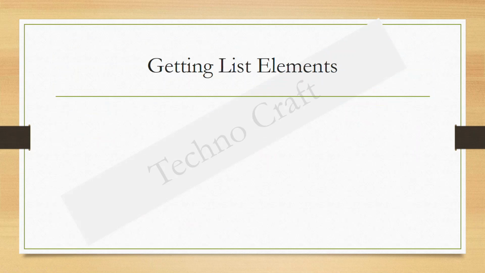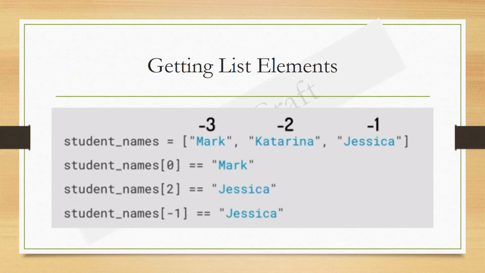In order to access an element in a list, we use something called an index. An index is an integer value starting from 0 which corresponds to one and just one element in the list. For our list, if we wrote code such as student_names[0], we would get Mark. If we wrote student_names[2], we would get Jessica.